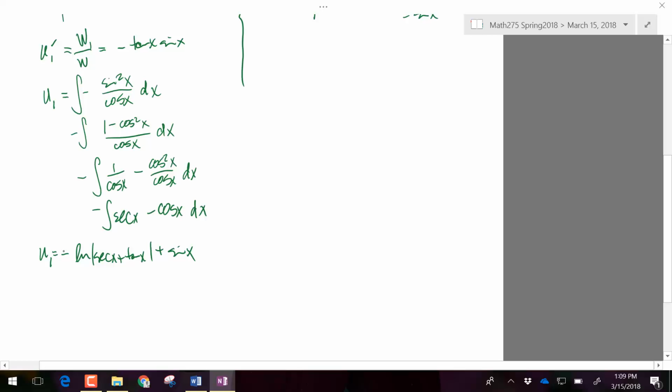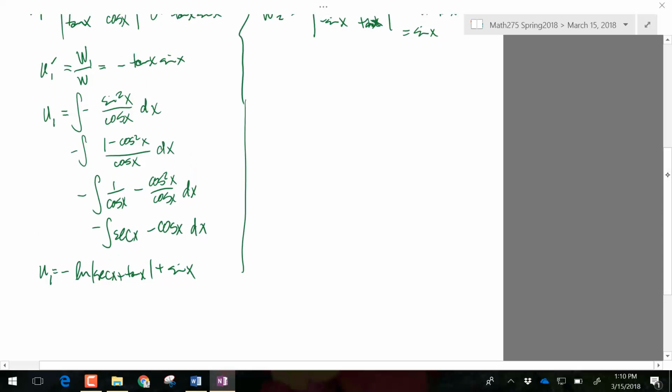So that's u1. The c here, we don't care about it. It'll get tacked on. If you really wanted to, you should put a plus c here, and when we work things out, you'll see that it all just gets merged into the original complementary solution. So we got the u1 should be minus.